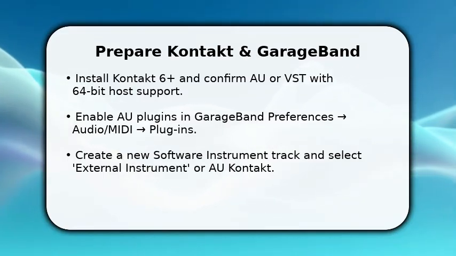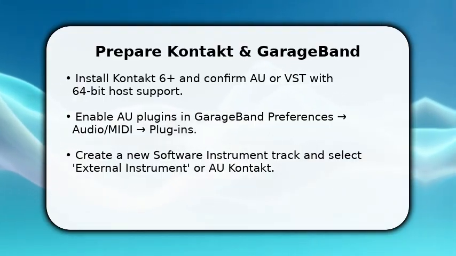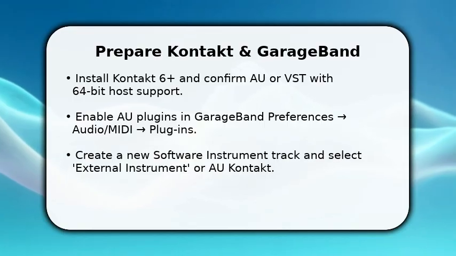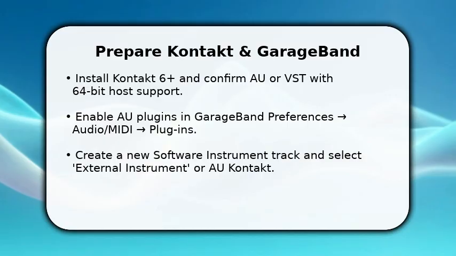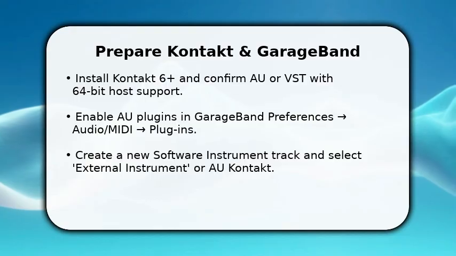You start by preparing both apps so Kontakt loads quickly. Open Kontakt, authorize libraries, then open Garageband and enable audio units in preferences. Once done, create a new software instrument track and choose the external instrument or AU slot, because Garageband uses audio units for Kontakt. Make sure to set the track's input and output routing so Kontakt audio routes back into Garageband.